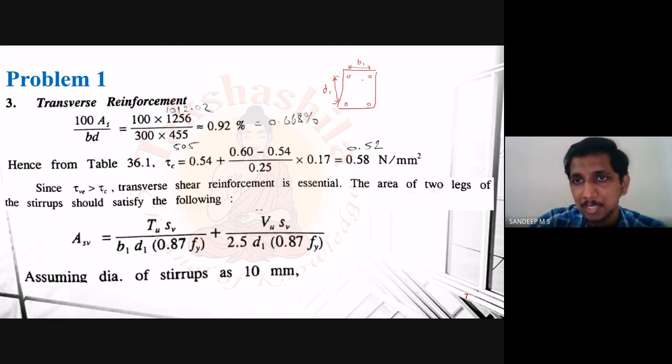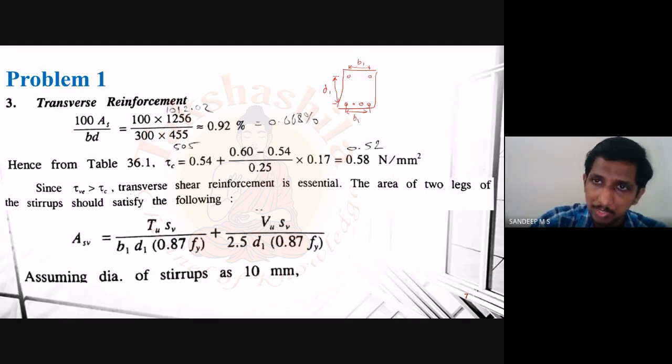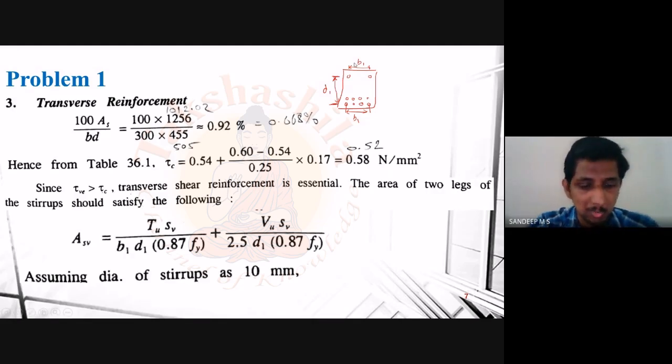Corner bars means sometimes you will be having more number of bars here. So you have to take the center to center distance between these corner bars as your B1. And sometimes you will again be having two layers of reinforcement. In this case, when you take D1, you have to take the distance from the center of this layer of reinforcement to the center of this layer of reinforcement. That will correspond to your D1. That is what is mentioned in the code.